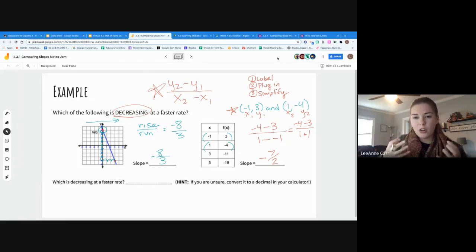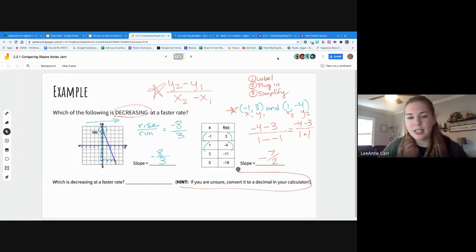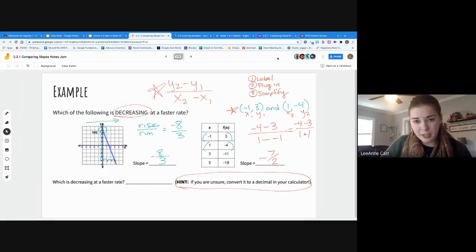If fractions aren't our strong suit, you can't give me a decimal answer, but you can use decimals to help you. If we look down here, I've given you a hint. If you're unsure, convert it to a decimal in your calculator. So if I don't know how to compare 8/3 and 7/2, if my brain is just not working that way today, what we can do is literally take out a calculator and type in -8 divided by 3. And literally type in -7 divided by 2.